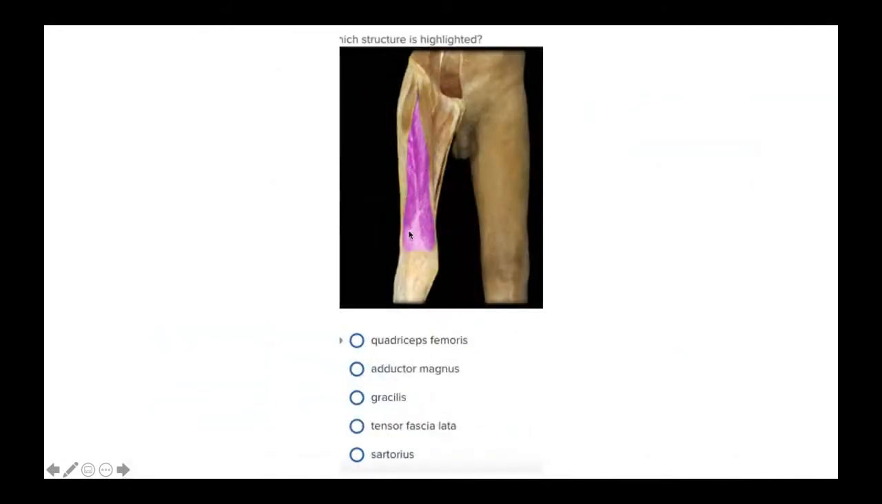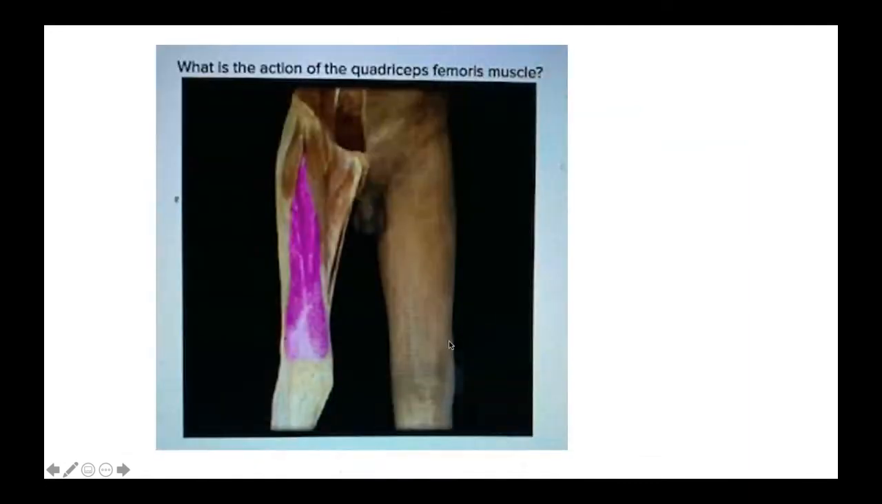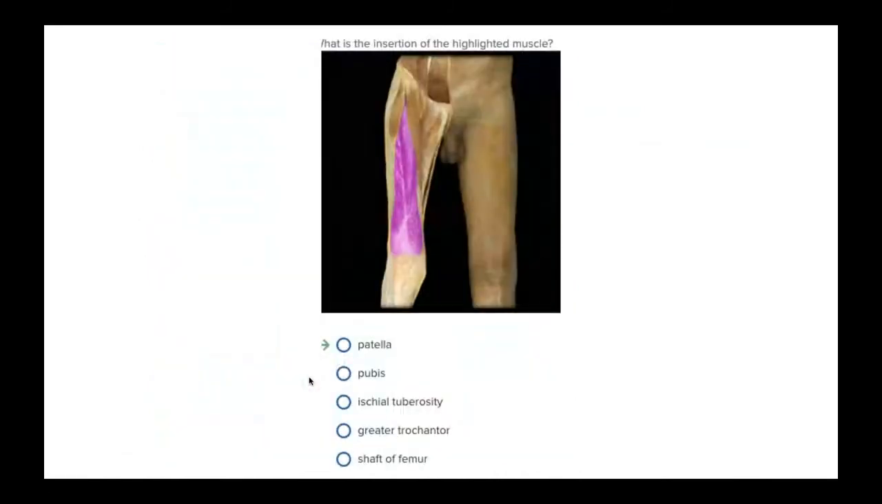So what is this structure that's highlighted? Quadriceps femoris. What is the action? Extension of the knee or extension of the leg by the quads. What is the insertion? Well, it inserts on the patella, but then crosses over and inserts on the tibia at the tibial tuberosity. Of these, the only and best choice would be the patella.